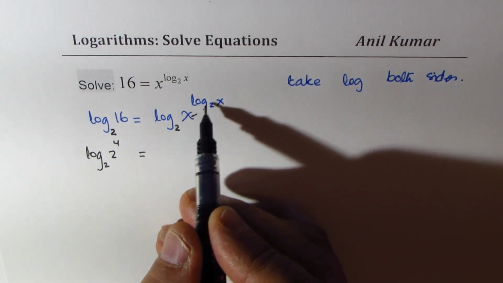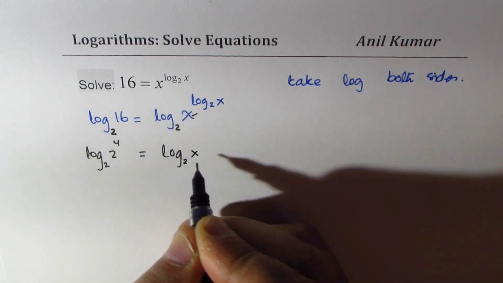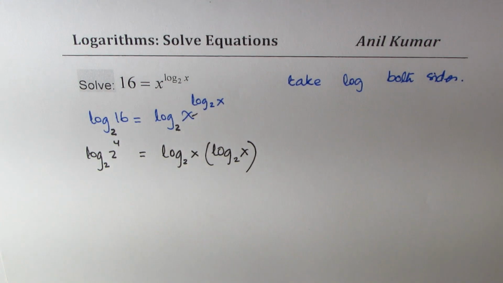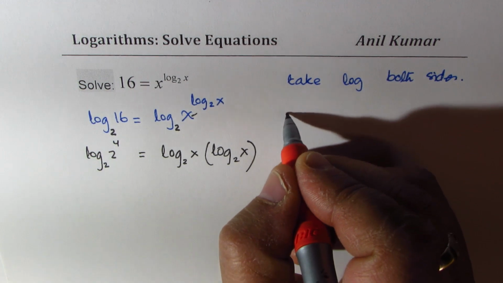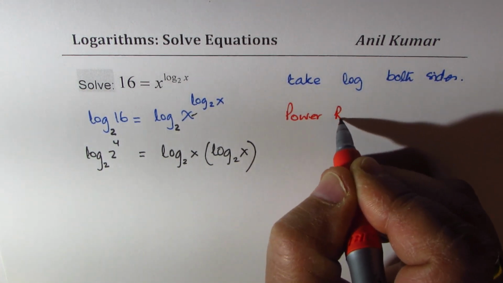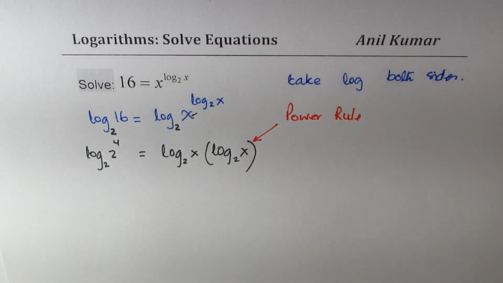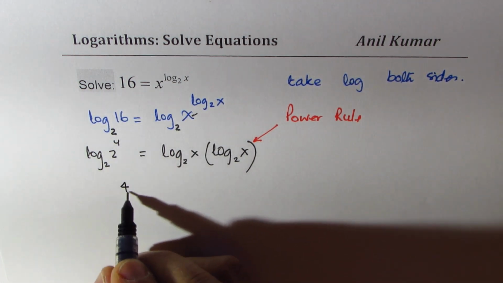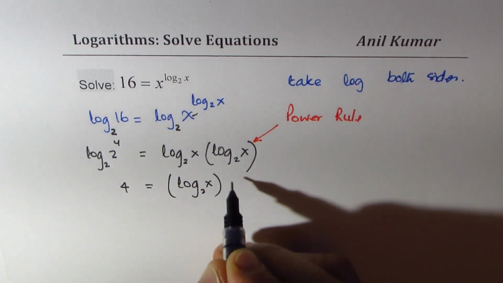Correct. We'll apply the power rule, right? So that exponent will come to this side. So we get log to the base 2 of x times log to the base 2 of x. Do you see that part? So we have actually applied the power rule to the right side. Now that's a very critical step. The left side here is 2 to the power of 4 under log to the base 2, so that means clearly it is 4. And here what do we see? We see log base 2 of x whole squared.